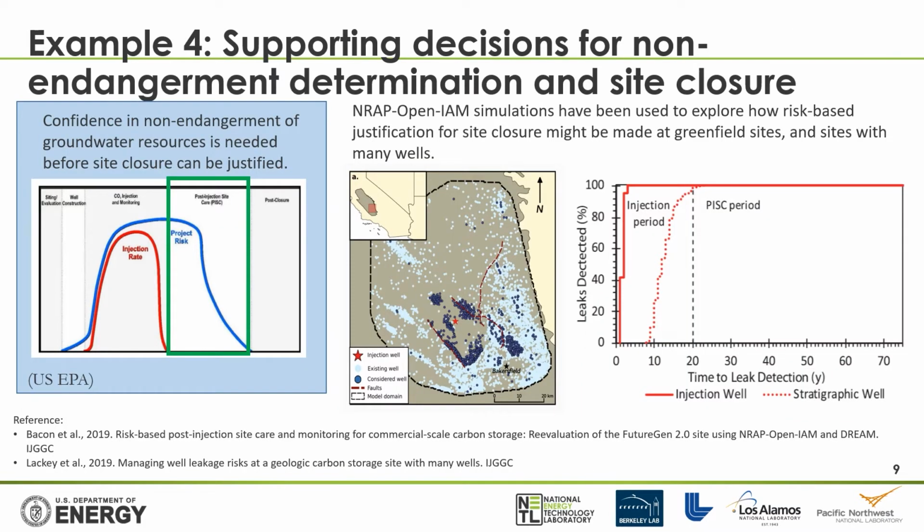The last example in this presentation is the work done on the post-injection site care and site closure. For Class VI wells, site-specific observations and forecast serve as the basis to ensure protection of underground sources of drinking water and justify site closure. Uncertainty in post-injection site care duration corresponds to uncertainty in financial responsibility costs. Before the site can be closed, the operators and regulators need to be confident in non-endangerment of groundwater sources.